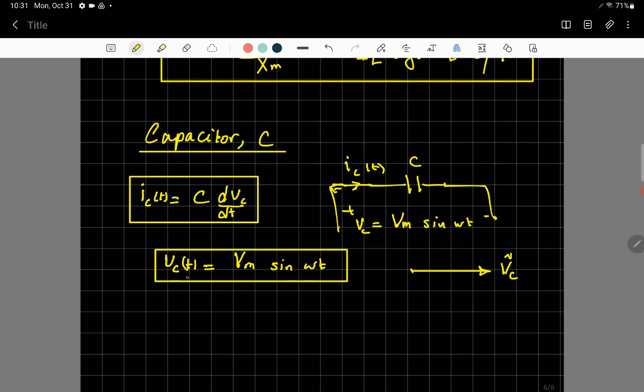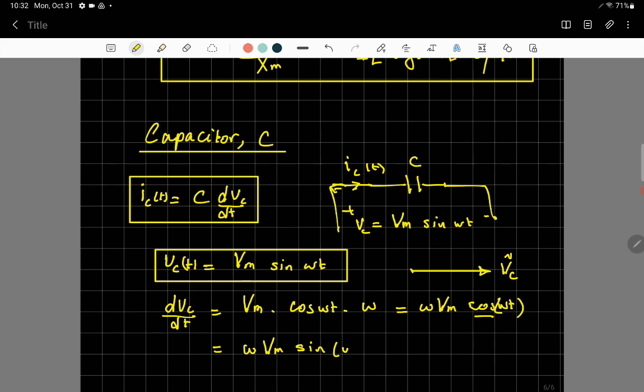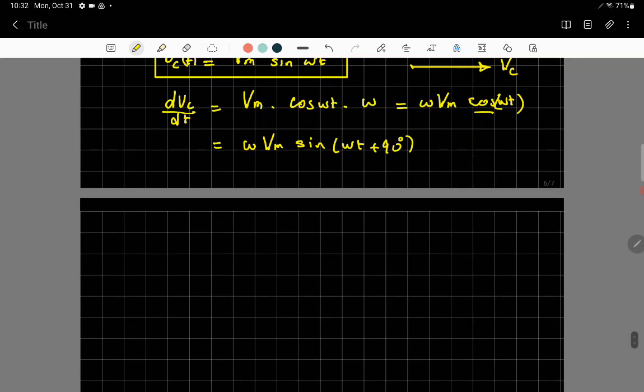So to find the current, first we have to find the differentiation of the voltage across the capacitor. Vm is constant, and the differentiation of sine is cosine omega t. Differentiation of omega t is omega, so we might write it like omega Vm cosine omega t. And as you know, we always want to express it as sine omega t, so let's say omega Vm, and cosine can be represented by sine omega t plus 90. That's dvC by dt, the differentiation of the voltage with respect to time.